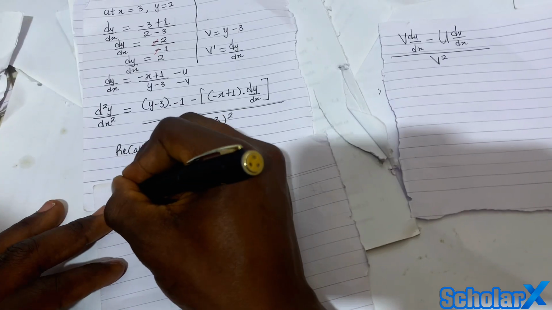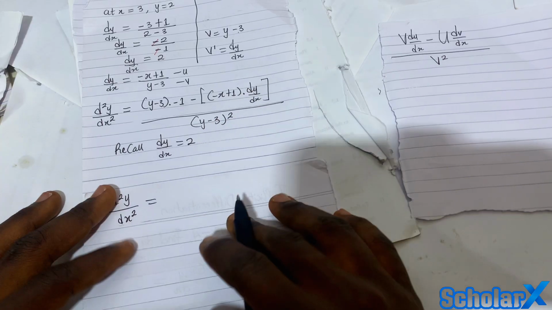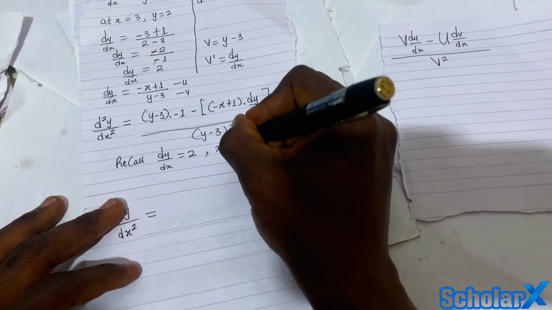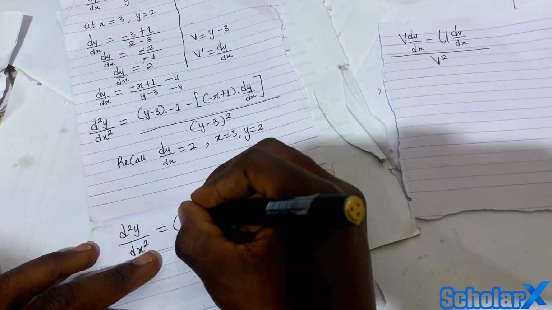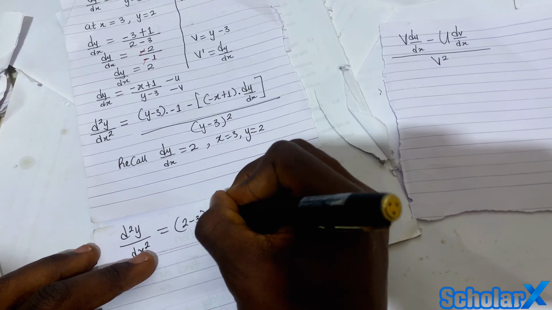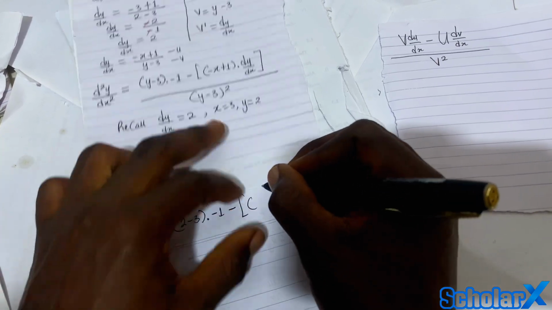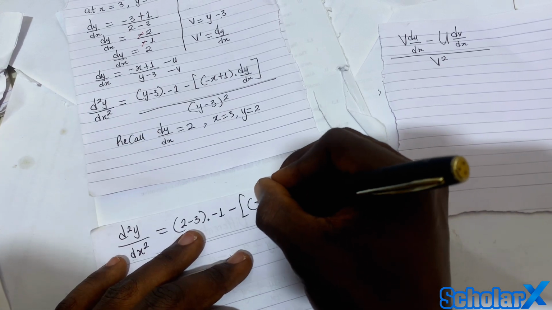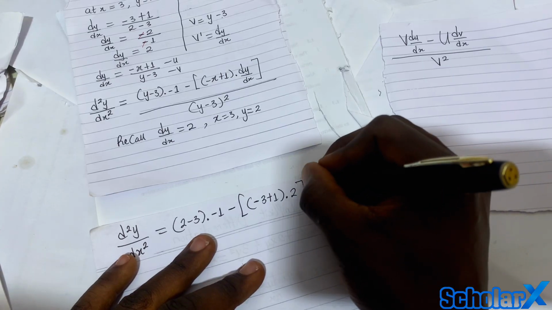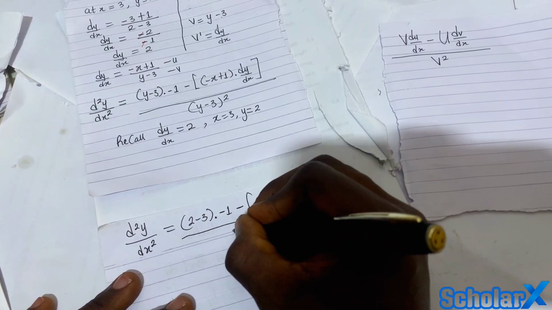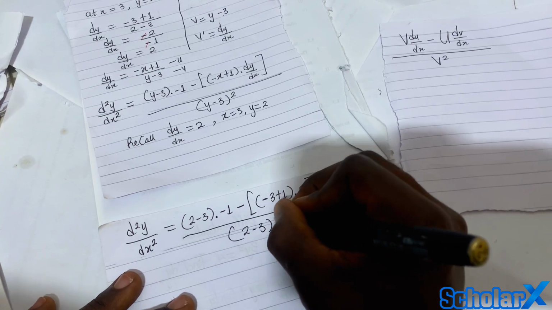So it becomes that d squared y over dx squared will be equal to, now, also don't forget that x is equal to 3 and y is equal to 2. So let's just put everything here. So it becomes into bracket 2 minus 3 multiplied by minus 1 minus into bracket again minus x, that's minus 3 plus 1, multiplied by dy/dx. What's dy/dx? dy/dx is 2. Close the bracket, over y minus 3 all squared. Now that's going to be 2 minus 3 all squared.